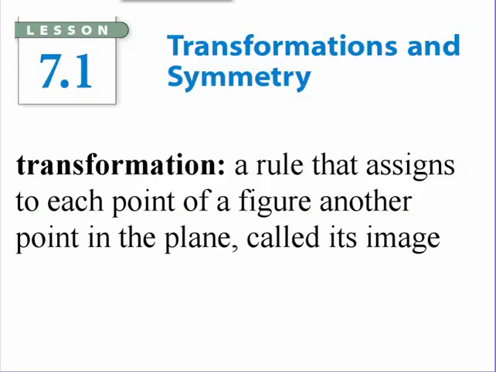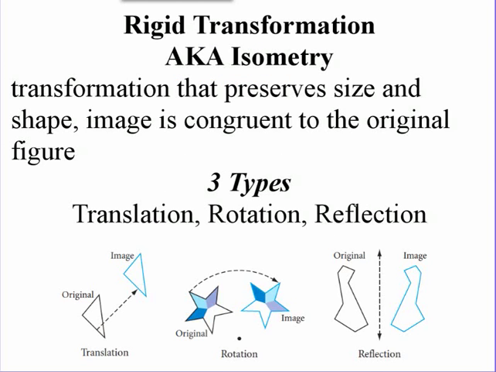So the definition of a transformation is a rule that assigns to each point of a figure another point in the plane called its image. And that's what a transformation is. And so if we look at the next slide, we talk about a rigid transformation. So we have two classifications of transformations, rigid and non-rigid.